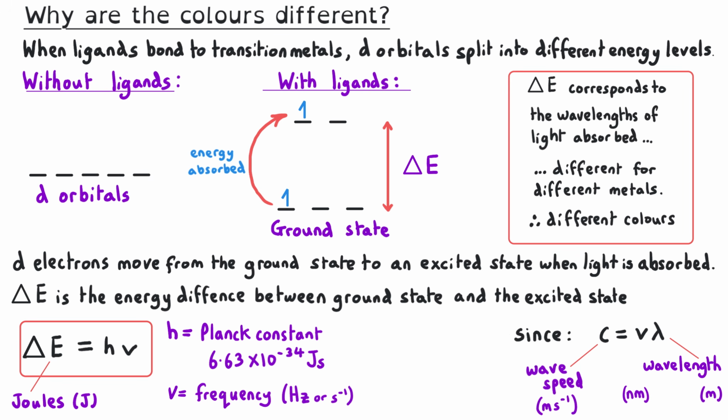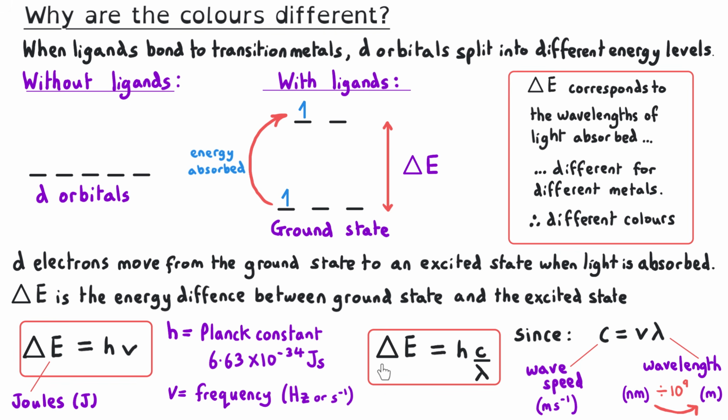Sometimes you will be given a wavelength in nanometers, and a nanometer is 1,000,000,000 times smaller than a meter. So to convert nanometers into a meter, you will have to divide this number by 1,000,000,000. This means that we can actually go back to the energy difference equation and have a substituted form for it, where delta E equals Planck's constant multiplied by wave speed divided by wavelength.